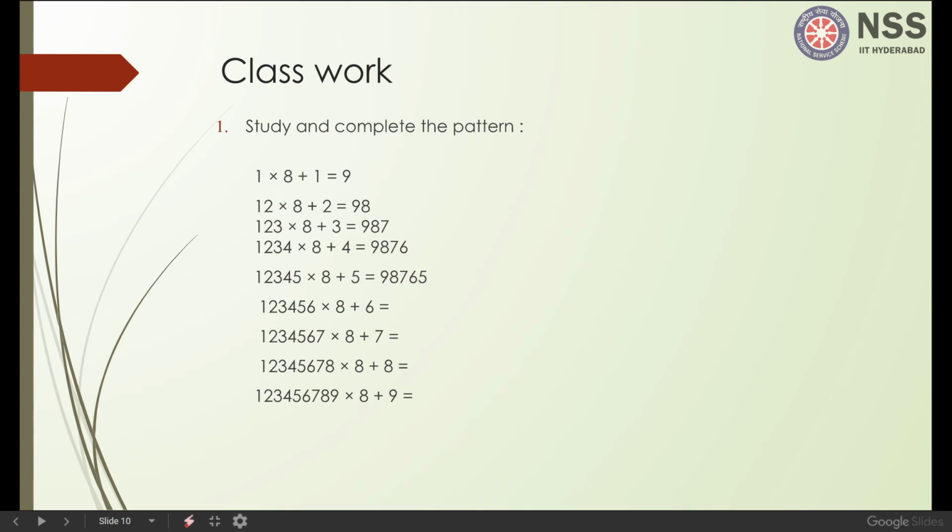Let us study and complete this pattern. So we have been given a few operations. Try to solve this question. Now let's try another question.